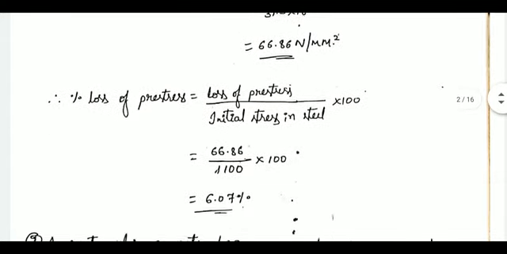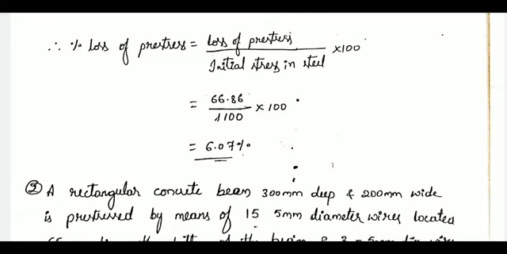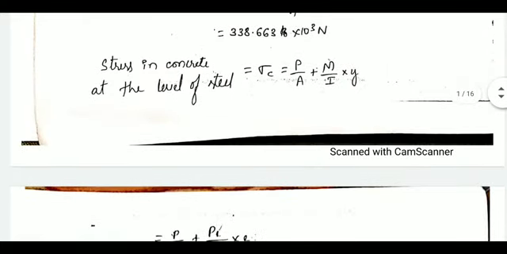So we can directly calculate here: loss of stress upon initial stress into 100. You will get the percentage loss of pre-stress. That's it. Here remember the formula sigma C equals P by A plus M by I into Y. You should remember this.